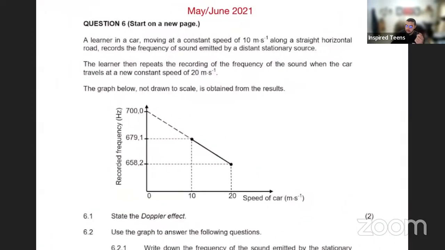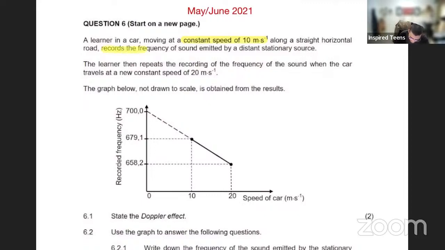Let's do a paper quickly. Question 6. A learner in a car moving at a constant speed of 10 meters per second along a straight horizontal road records the frequency of a sound emitted by a distant stationary source. A lot of information given here. We have the velocity of the listener. In this case, the learner in the car moving at a constant speed of 10 meters per second along a straight horizontal road records the frequency.